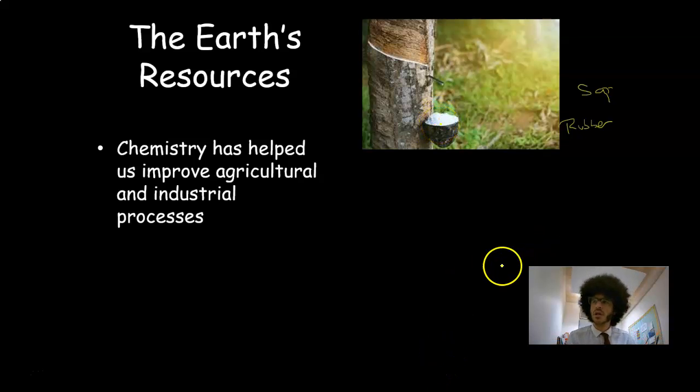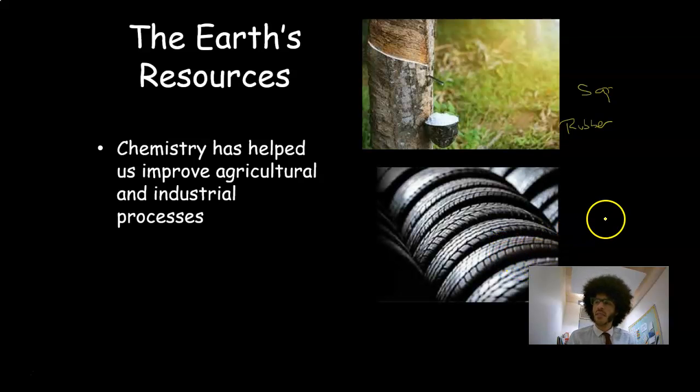Now, in the modern era, we have replaced that with a synthetic version of rubber, and that synthetic version is produced from crude oil. So you can do fractional distillation, and then you can do some polymerization, which hopefully you've learned in a previous unit, and that can help produce rubber.